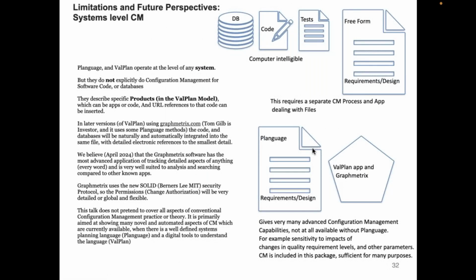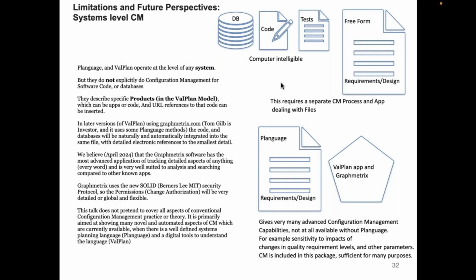Future perspectives, long story short, there are three things going on here I'd like to point out with this slide. Number one, if you have a well-developed language for systems engineering like Planguage, then you have a basis for better configuration management than you had if you don't have such a language. By the way, the good news is Planguage is free. You can have it, you can modify it, you can use it, no license, nothing. Okay, so that's a pretty good deal. If you find a better language, let me know.